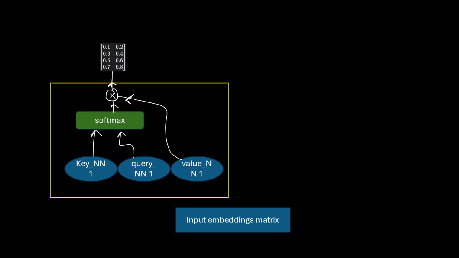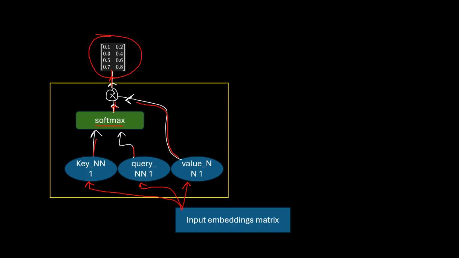Now remember what we did for single-headed self-attention. We took an input embedding matrix which represented, say, a sentence. The input embedding matrix was put as input into a key neural network, into a query neural network, and into a value neural network. The output of the key and the query neural network was then put into a softmax function. The output of the softmax function was then matrix multiplied with the output of the value neural network, and the result of the multiplication was our final attention matrix.